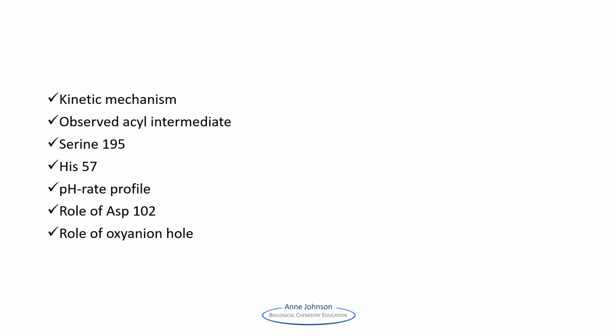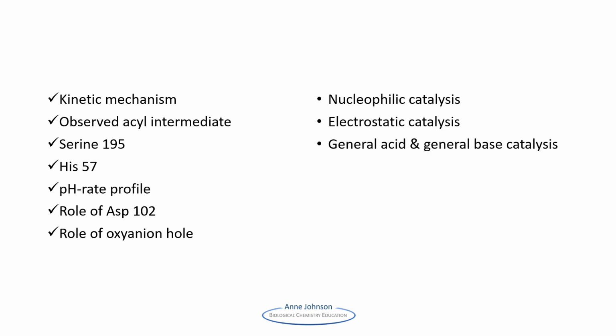The kinetic mechanism and the observation of an acyl enzyme intermediate, the catalytic triad of serine 195, histidine 57, and aspartate 102, and the pH rate profile indicating histidine needs to be able to act as a base. Instead of using hydroxide or the hydronium ion to catalyze the reaction, the enzyme achieves rate acceleration of around 10 to the 10 times greater than the uncatalyzed reaction using a combination of strategies, including both general base and general acid catalysis, nucleophilic catalysis, and electrophilic catalysis.